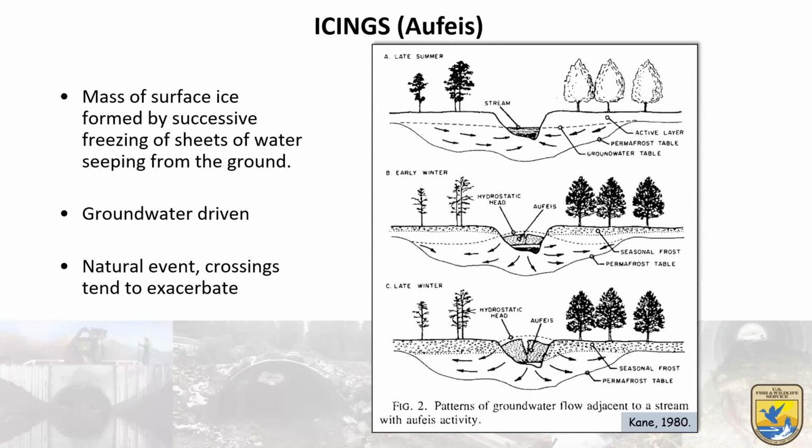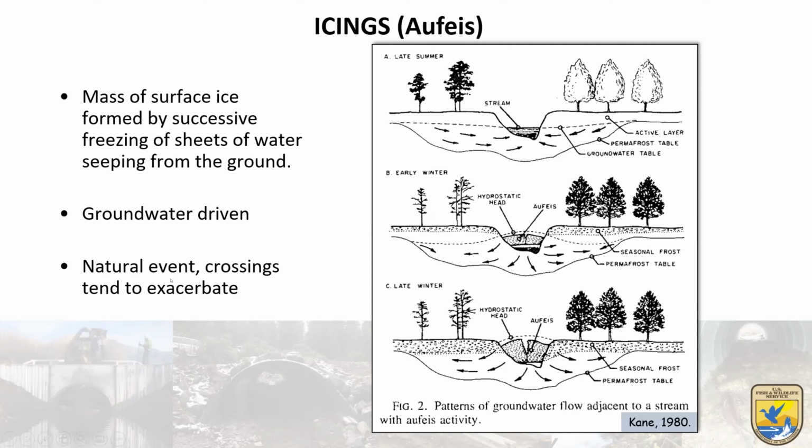For aufeis, I really like a paper that Doug Kane did in the 80s, looking at the process of aufeis formation. Basically, you have a gaining reach of a creek where groundwater is naturally flowing into the stream, and it gets frozen over in the winter. Then the pressure of that pushes that ice up. It breaks, water comes over the top, it freezes again, pressure, break, freeze. And that is successively done over the winter months. Some places are worse than others, but it is a natural event, and it's groundwater driven.